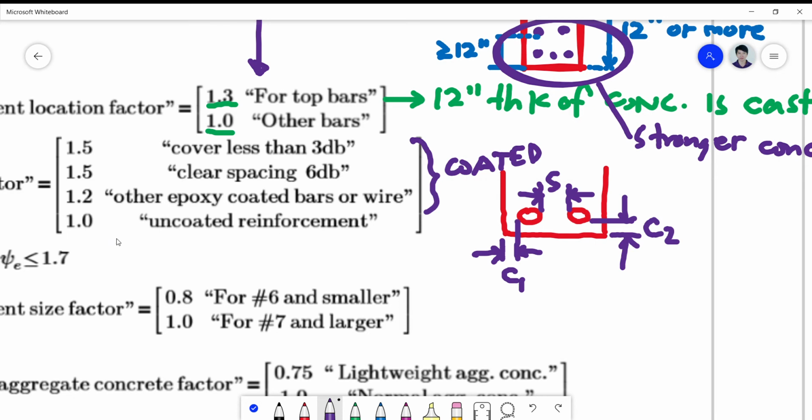By the way, why are you applying a coating to the reinforcement? The reason is you want it to be free from rust and corrosion, just in case you expose it to extreme weather conditions. But for normal conditions, you don't do it, because application of coating means additional cost.